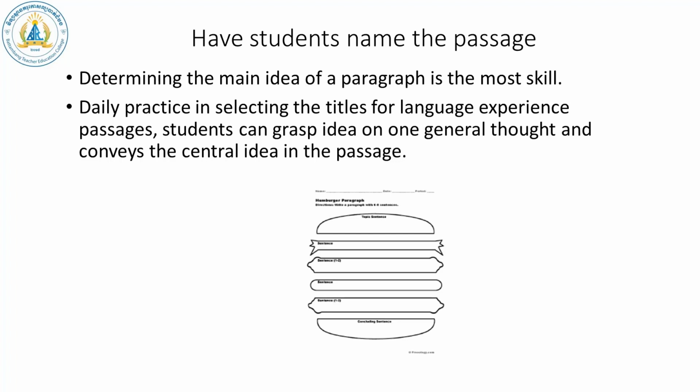Determining the main idea of a paragraph is the most important skill. Daily practice in selecting titles for language experience passages helps students grasp one general thought and convey the central idea of the passage. For example, you may want the students to see, through another rereading, why The Snake is a more appropriate title for the second grader's story than Our Pet, which was also offered.